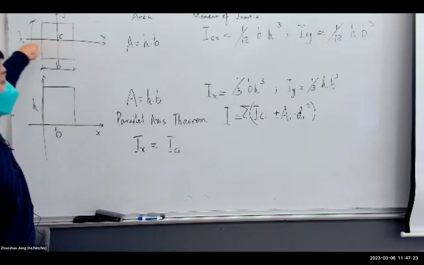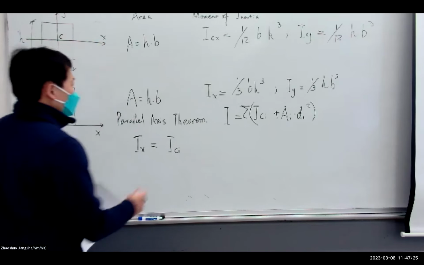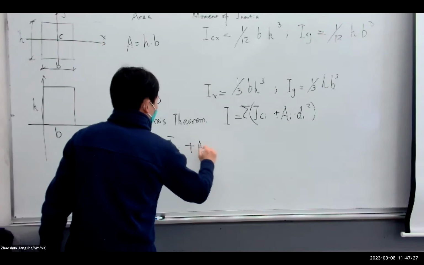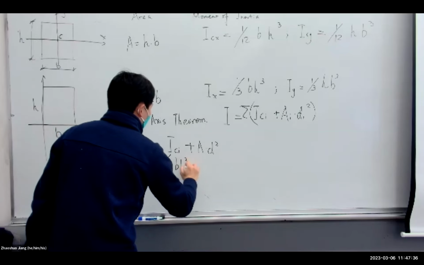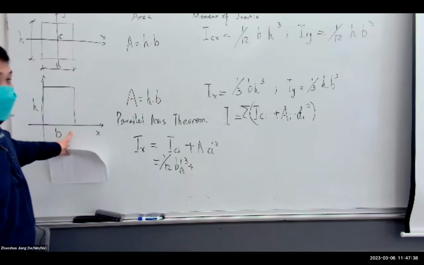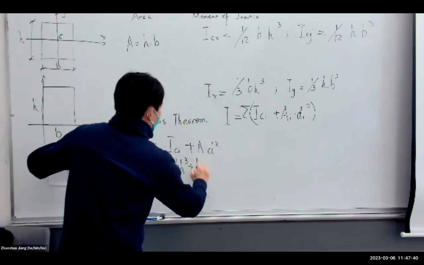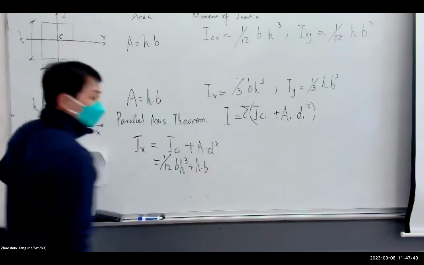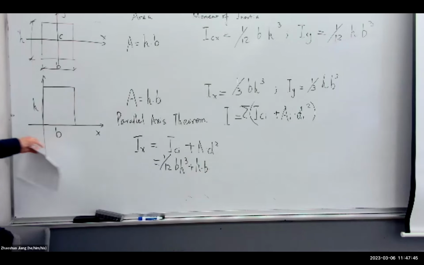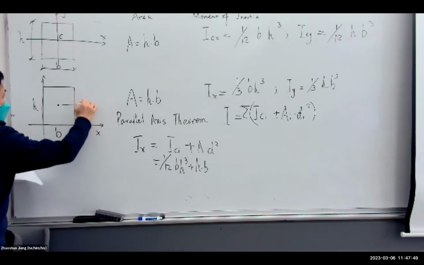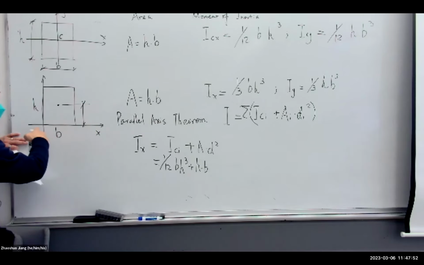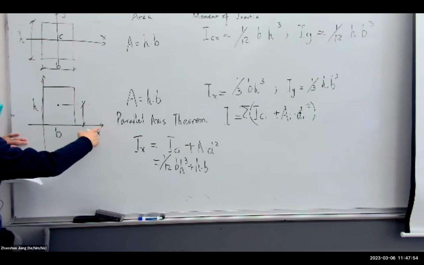axis passing through its centroid plus A times D squared. I_cx, we already know that that's 1/12 B H cubed. Area for the cross section is H times B, right? The D is the distance between the centroid of the cross section to the axis that you're trying to find the moment of inertia with.